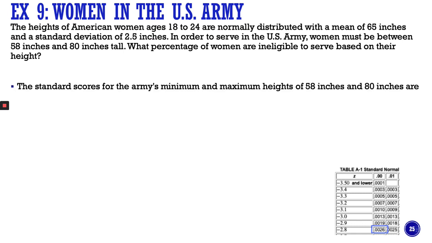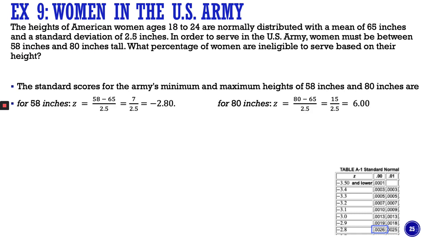So the standard scores for the Army's minimum and maximum heights of 58 inches and 80 inches are, for 58 inches, we have to take our 58 minus our mean of 65 divided by our standard deviation of 2.5. Well, 58 minus 65, oh, that should have a negative sign right here, minus 7 over 2.5 equals negative 2.8. For 80 inches, it's 80 minus 65 over 2.5 equals 15 over 2.5, which equals 6.